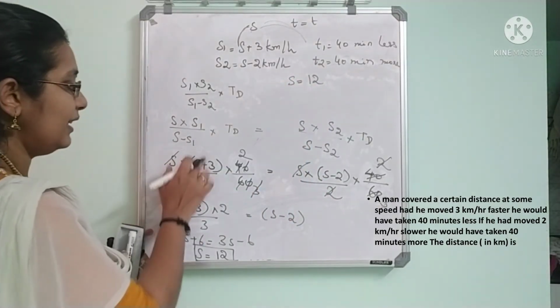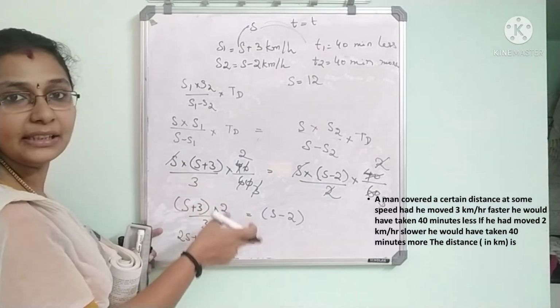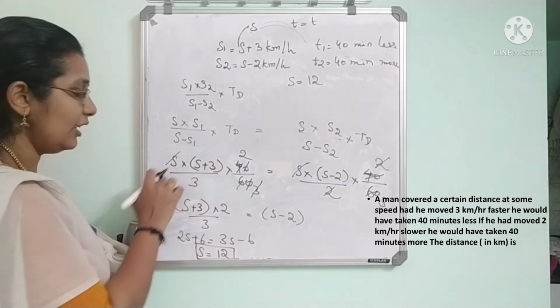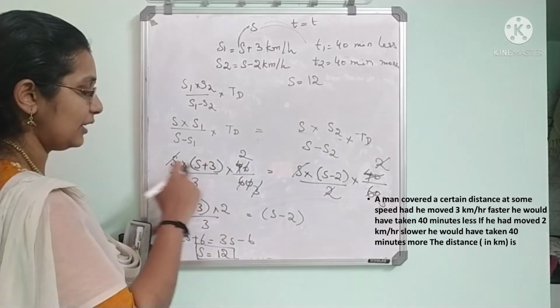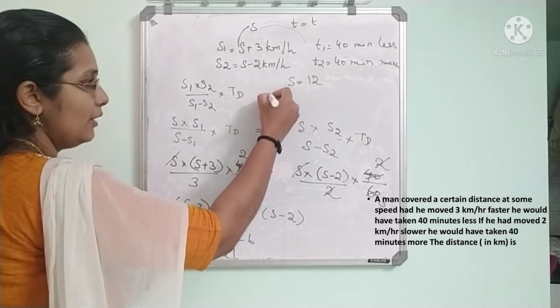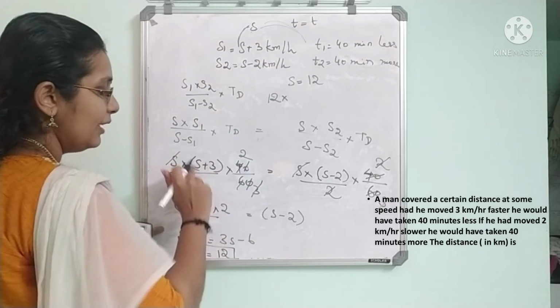Now you have got the S value. So when you substitute, you can easily get the distance. Alright. Either you can go to the left hand side or right hand side and substitute the value and find the answer. So I will go with the left hand side itself. So 12 into S plus 3.